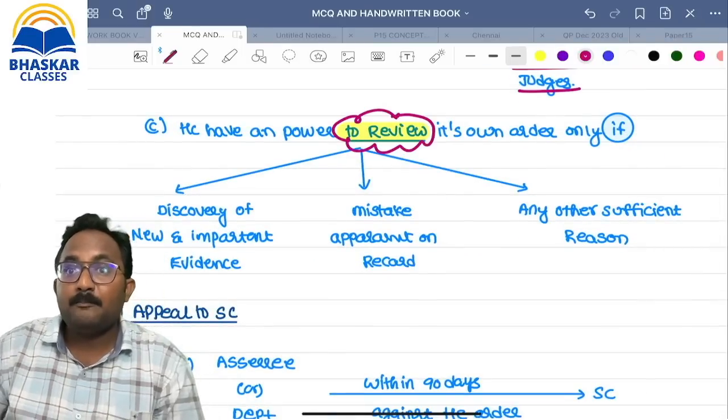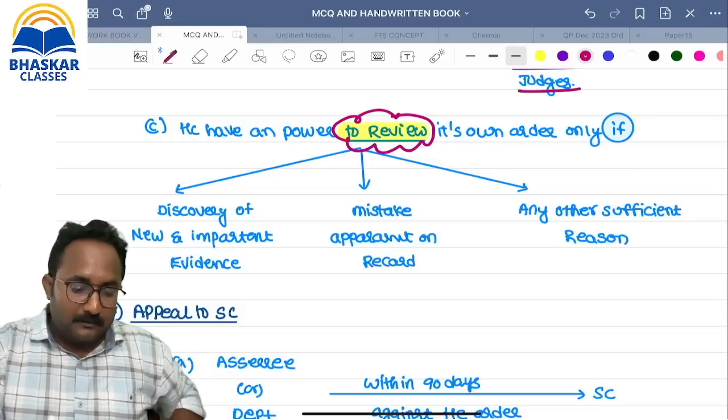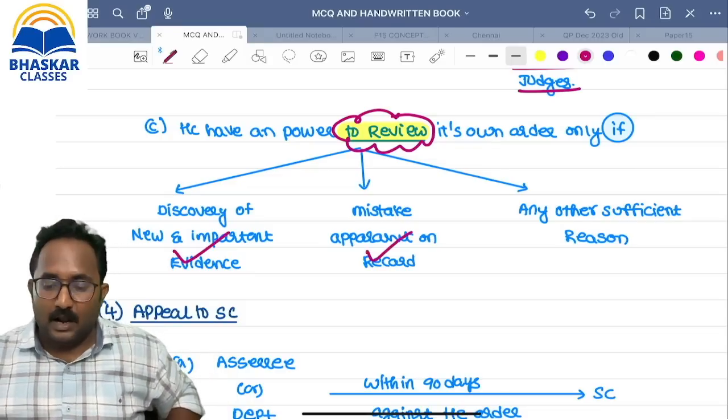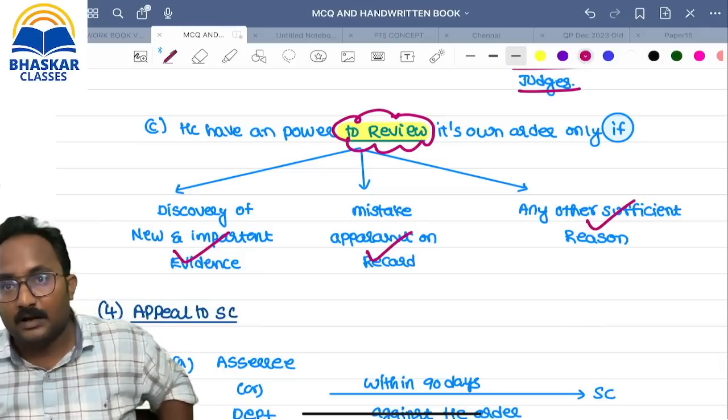The High Court has the power to review its order. Already two years back, one order was passed, ma. Because of new evidence, because of a mistake apparent on the record, and if any other sufficient reason, they can review their order and they can change the contents of the order also.